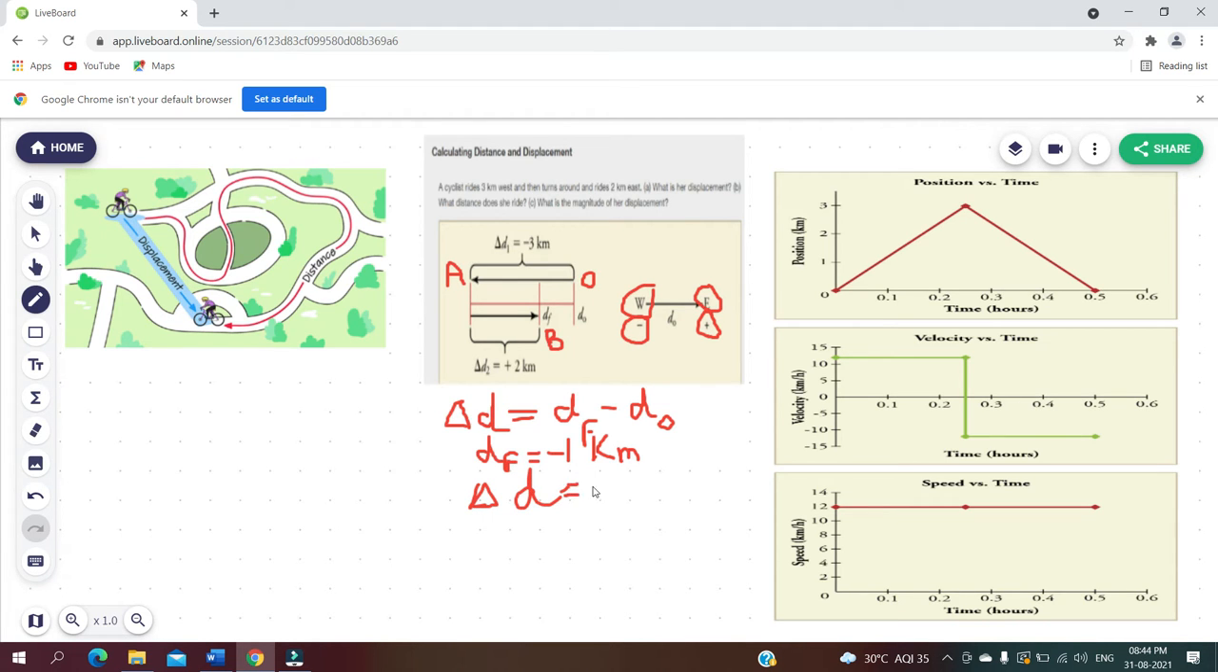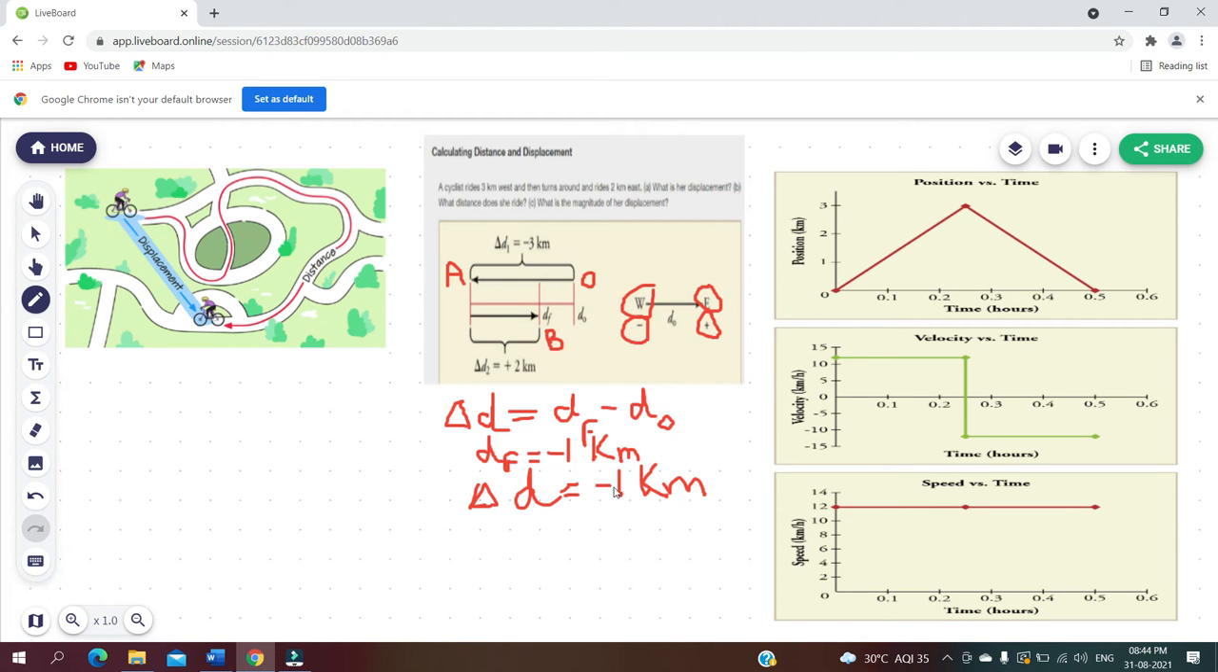minus 1 kilometer, because DF is minus 1 kilometer and D0 is the original origin or reference point, whose value is assumed to be 0. So the final position, the delta D, the net displacement comes out to be minus 1 kilometer.